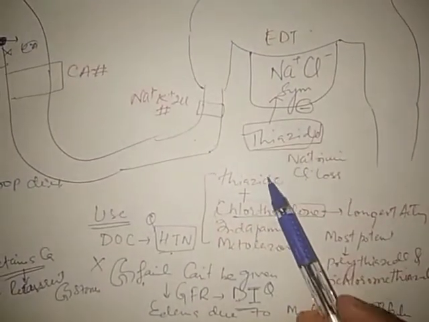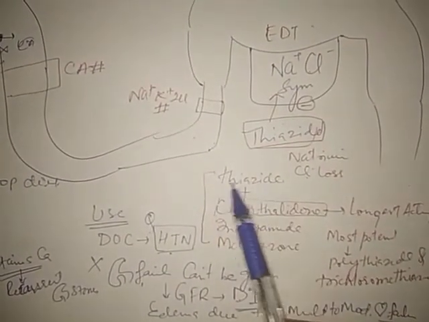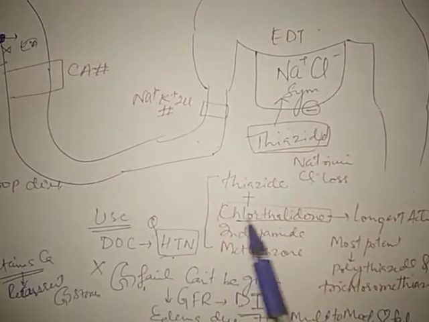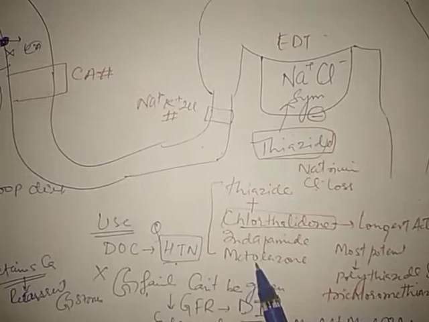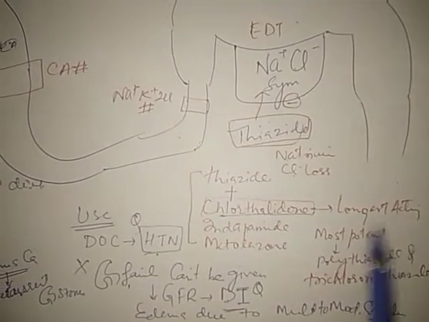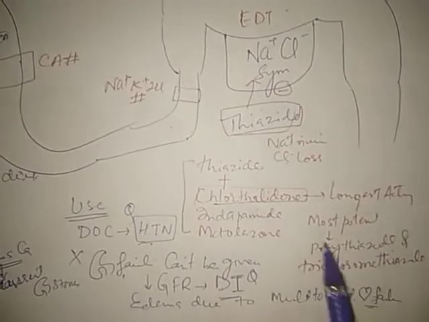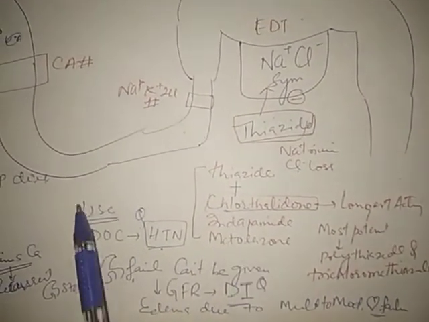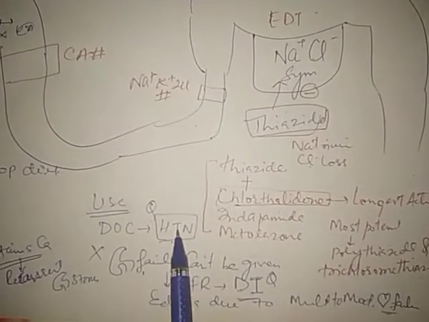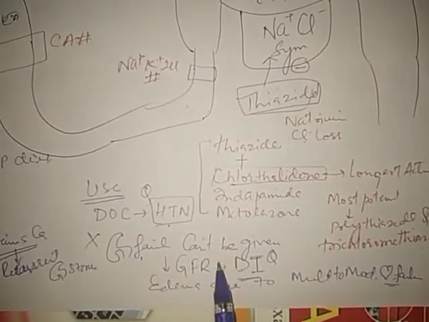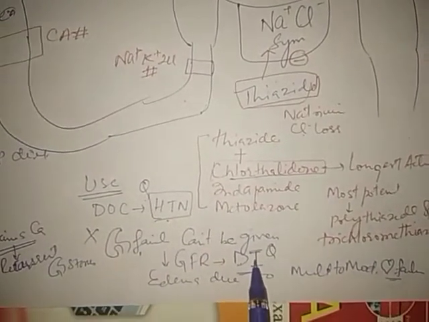So the various diuretics: we have the thiazides, anything ending with thiazide. Further, there are other drugs like chlorthalidone, indapamide, metolazone. Chlorthalidone is the longest acting thiazide diuretic. And the most potent thiazide diuretics are polythiazide and trichloromethazide. Thiazide diuretics are the drug of choice in hypertensive patients. It is also the drug of choice in diabetes insipidus.